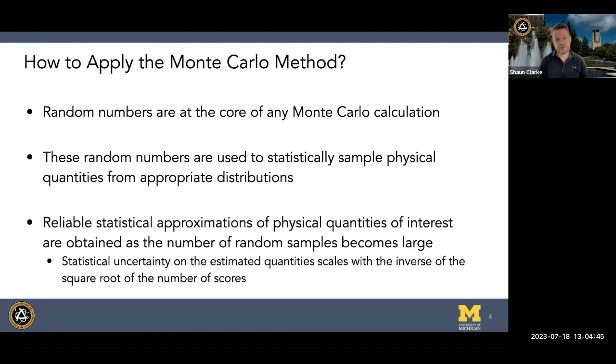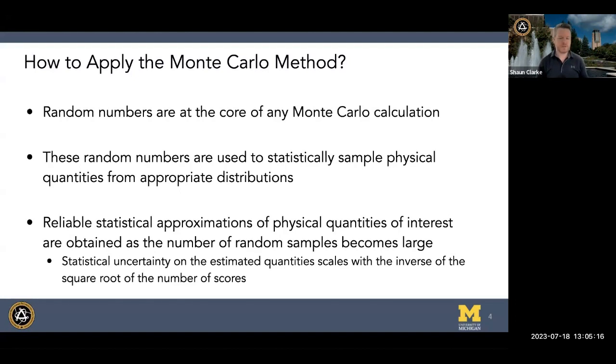So we use these random numbers in the Monte Carlo method to statistically sample physical quantities from appropriate distributions. The second bullet there is a lot of words that doesn't really say anything. It's really vague, but that is the essence of the Monte Carlo method. You have some physical distribution from which you want to sample for whatever reason. You want to sample from that distribution, and you do it using random numbers. And this is what we do in Monte Carlo.